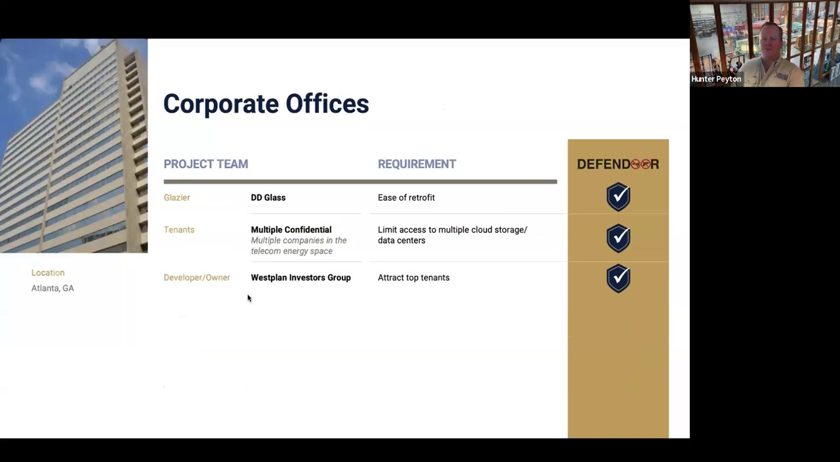Okay, so this one is a corporate office, but it was a little different angle. So the client on this was actually the building owner. This is an office space that houses various tech companies, telecom space. And what they were protecting was infrastructure, not personnel. They put this in front of the door to their critical data center area. And they did that because they wanted their potential tenants to know that their information was safeguarded. And they picked the Defendor because they wanted to maintain the elegant look of their building.